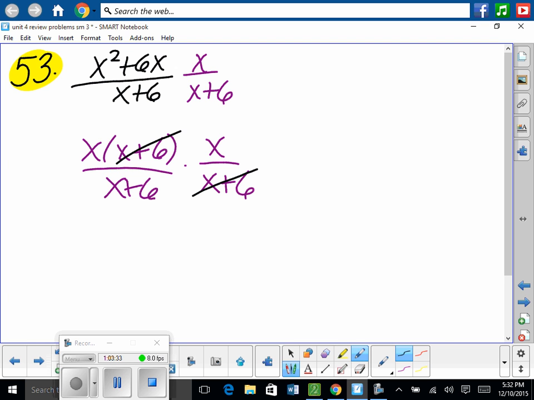You can't divide out. A lot of students start to divide things out like this, but they're both on top. It has to be on top and bottom. So on top we have an x squared left and x plus 6.